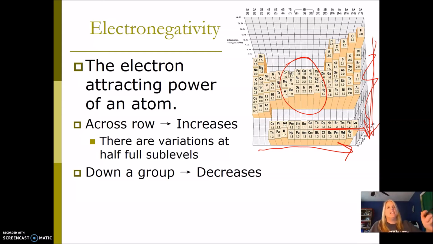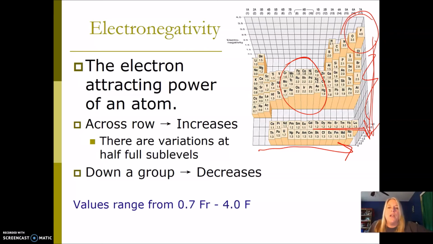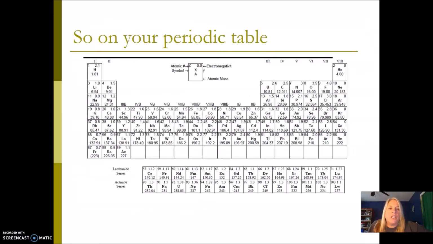So electronegativity is actually the highest up here. Fluorine has the highest electronegativity of anything on the periodic table. So let's take a look at your periodic table. On your periodic table, you actually have the value for electronegativity. It is the top corner here. Notice how as we go up on the periodic table, we have a higher electronegativity. So hydrogen has a higher electronegativity than lithium, than sodium, potassium, etc.